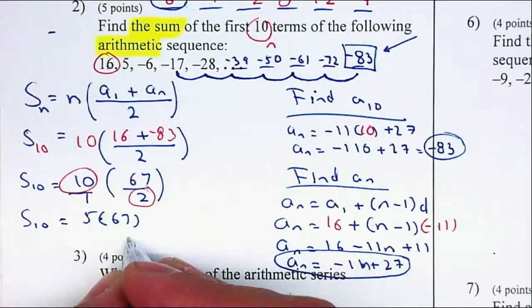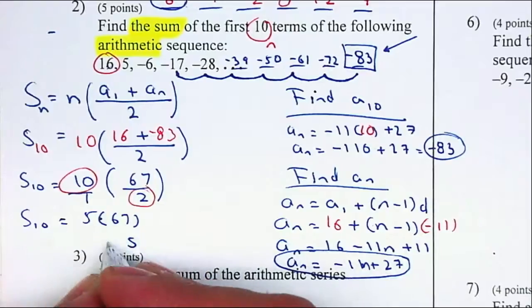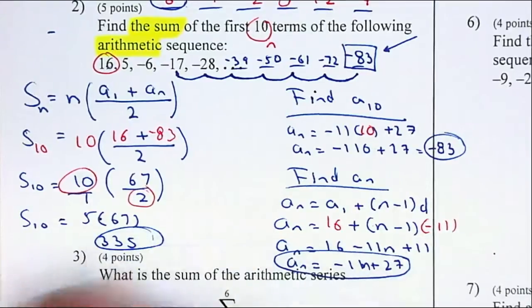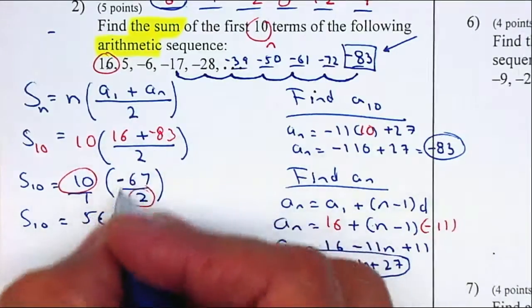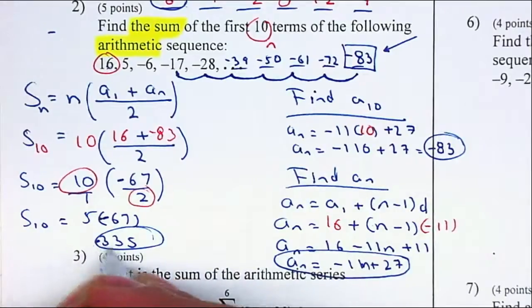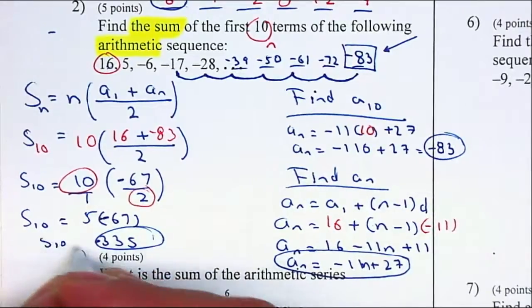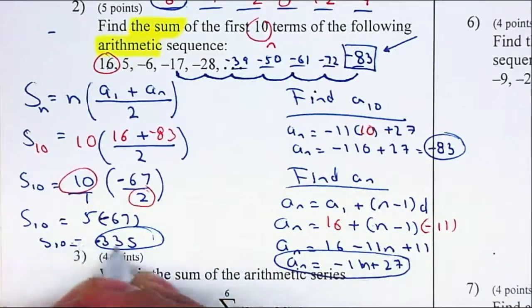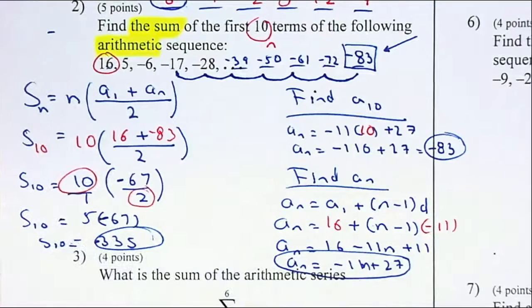5 times 7 is 35. Carry 3. 30, 33. So the sum of the first 10 numbers will be 335. And don't forget your sign. That should be a negative 67. I'm sure many of you guys caught that. So your answer should be negative 335. The sum of the first 10 numbers will be negative 335. Be careful with your sign.